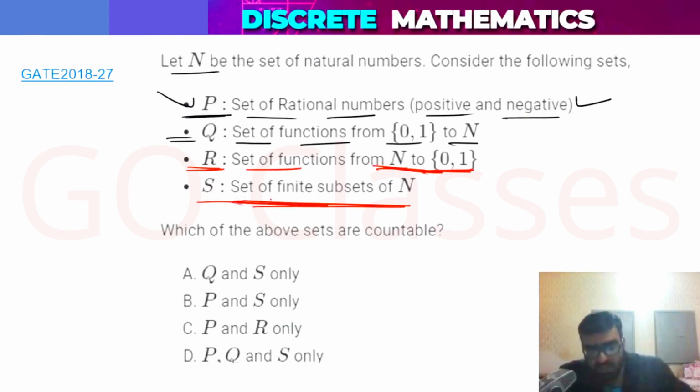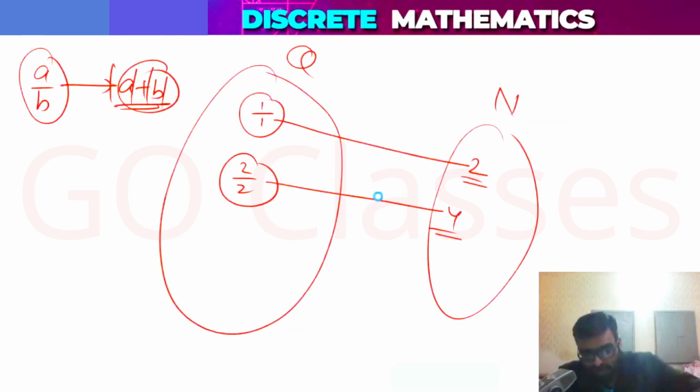Now let's see this example: the set of finite subsets of n. Let's see, now you tell me how to apply this countability lemma. Basically, you have the set of finite subsets of n.